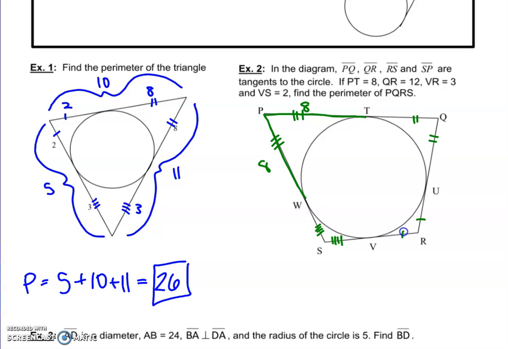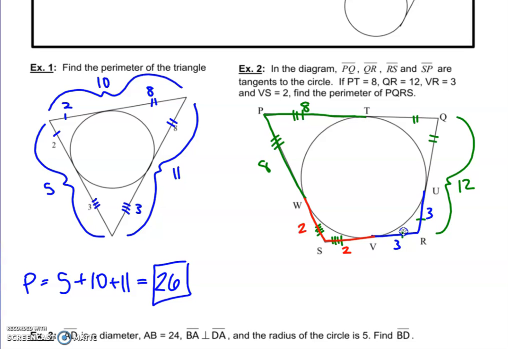QR is 12. Well, that's interesting. QR is 12. That's going to make it a little bit more challenging. VR is 3. So let me use a different color here. VR is 3. So I know RU is going to be 3. And VS is 2. All right, so VS is 2, which means SW is 2.